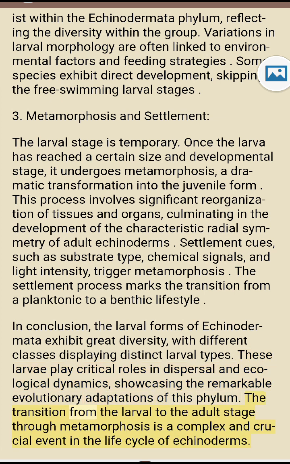The transition from the larval to the adult stage through metamorphosis is a complex and crucial event in the life cycle of echinoderms.